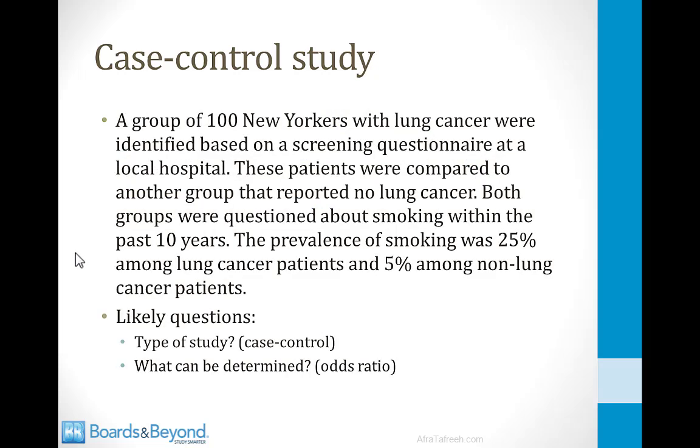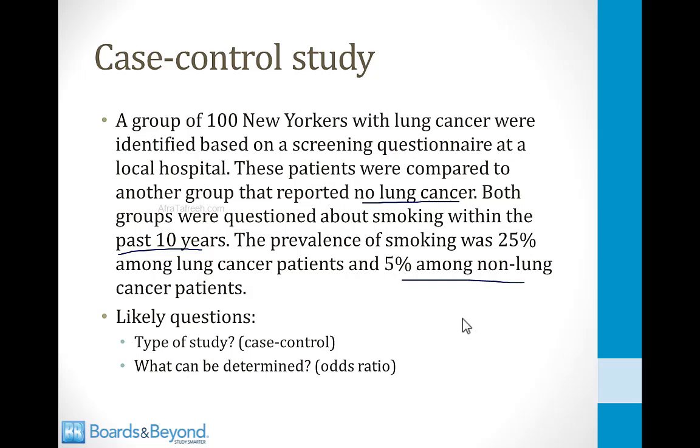So let's go through some examples so you can learn to recognize them. A group of 100 New Yorkers with lung cancer were identified based on a screening questionnaire at a local hospital. These patients were compared to another group that reported no lung cancer. Both groups were questioned about smoking status within the past 10 years. The prevalence of smoking was 25% among lung cancer patients and 5% among non-lung cancer patients.